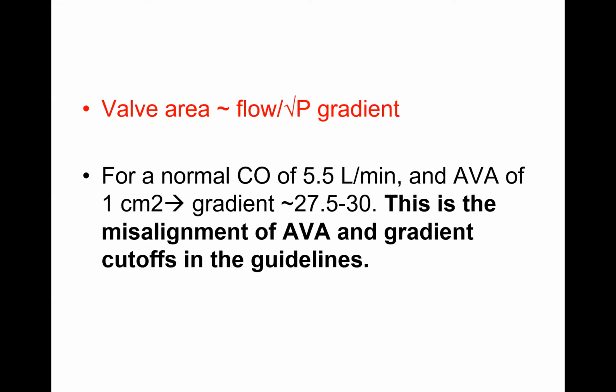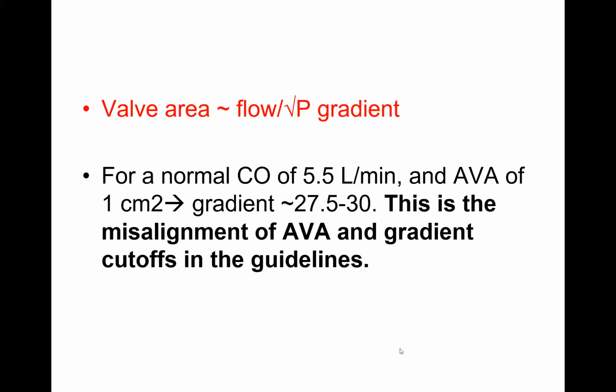A good proportion of those low gradient, truly severe AS are due, so some of them are due to truly low cardiac output and low flow across the valve, but a good proportion are due to what we call misalignment in the guidelines, misalignment between the aortic valve area and gradient cutoff. Meaning the guidelines use an aortic valve area cutoff of 1 centimeter square to define severe AS, and they use a mean gradient of 40 to define severe AS.